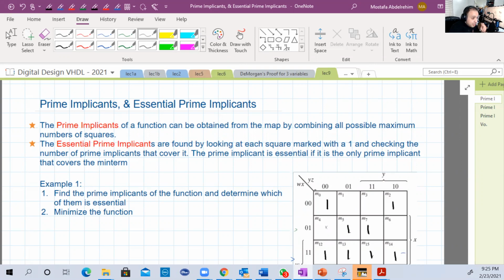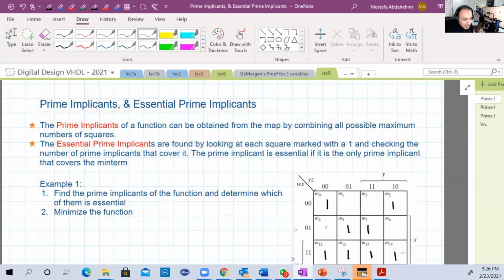We're gonna cover a very important set of definitions. This is part of the Carnot map, but it will also be our gate to our next method, which is the tabulation method. So what are these definitions that we must know? Basically, what's called prime implicants and essential prime implicants.